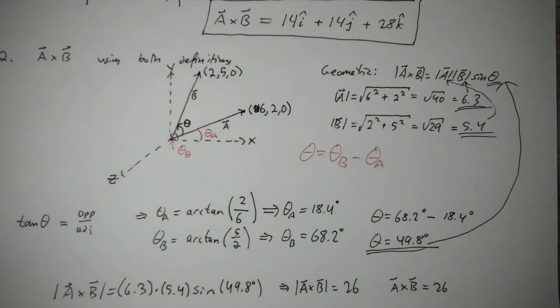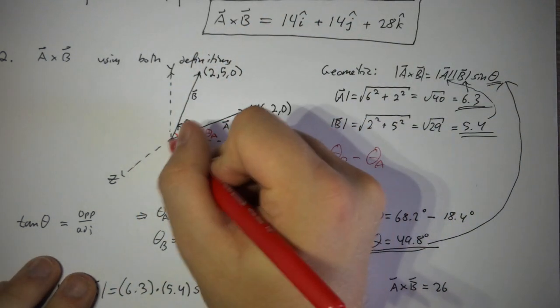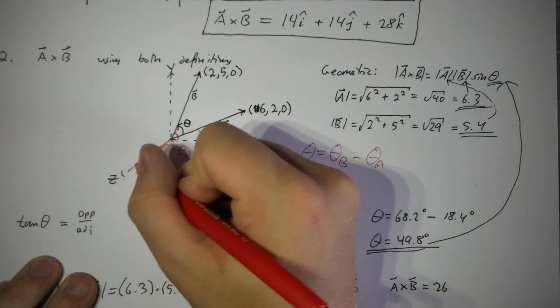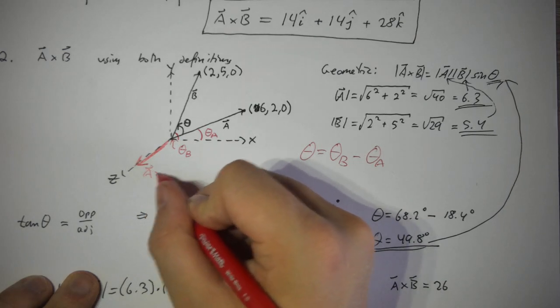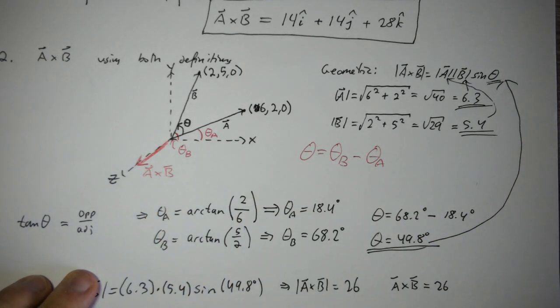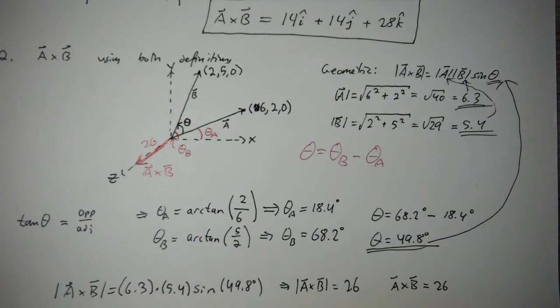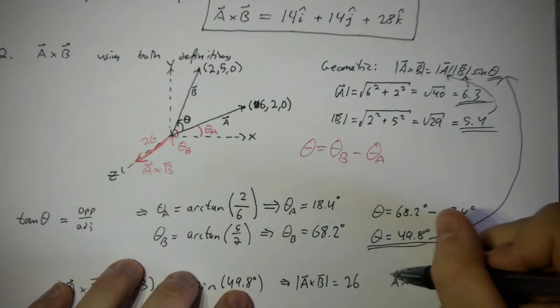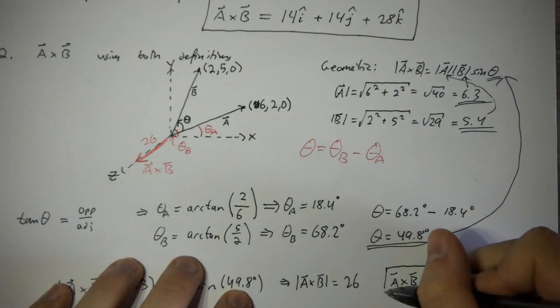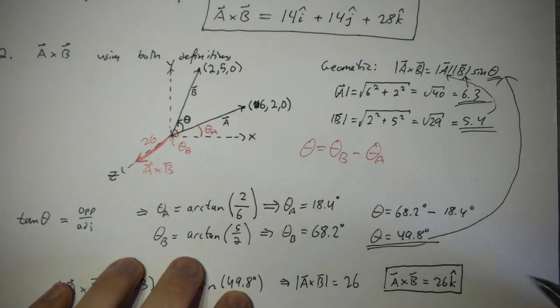So that means our resultant vector is pointing along the Z-axis with a magnitude of 26. And so our final answer for the direction is 26 k hat. And that is our cross product vector.